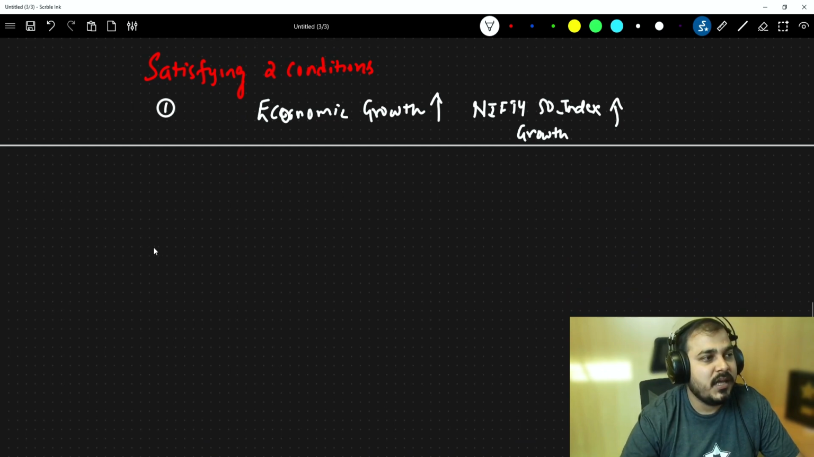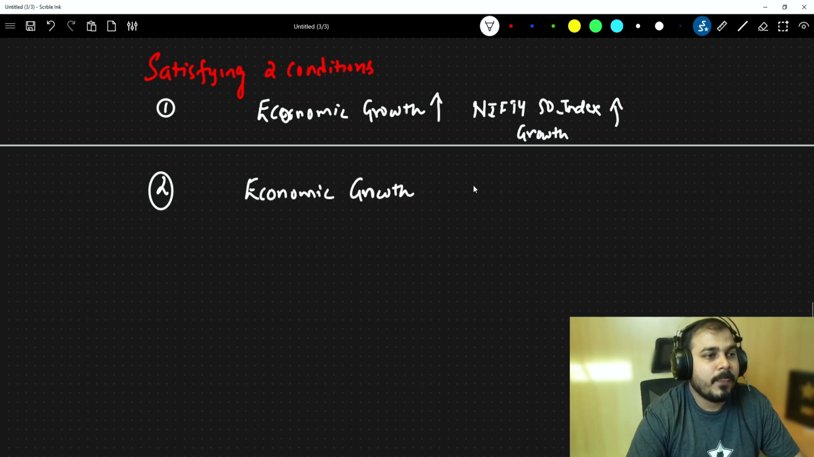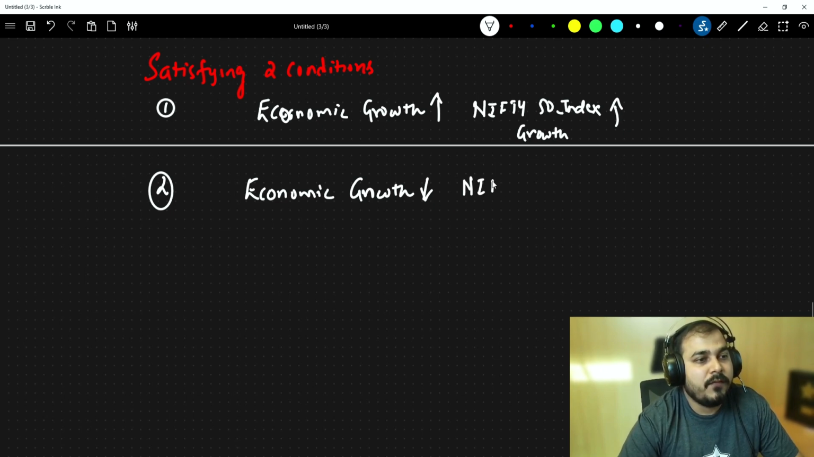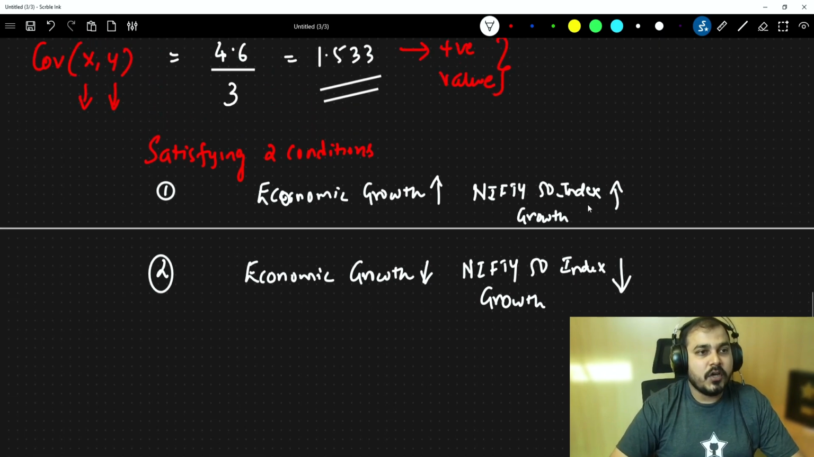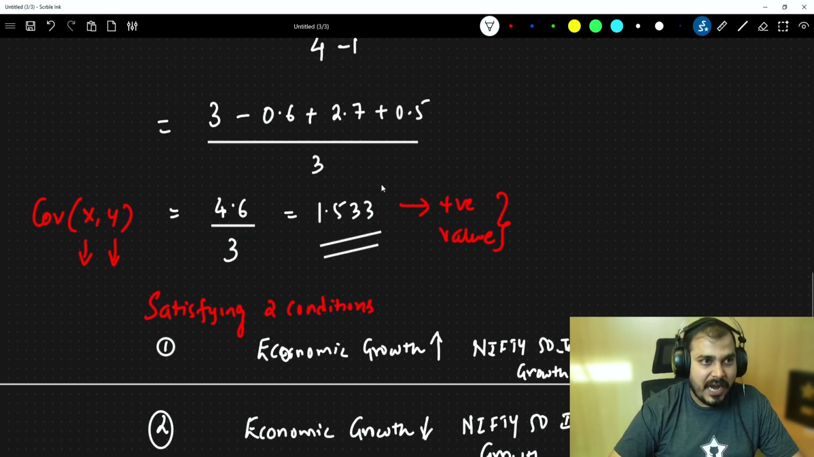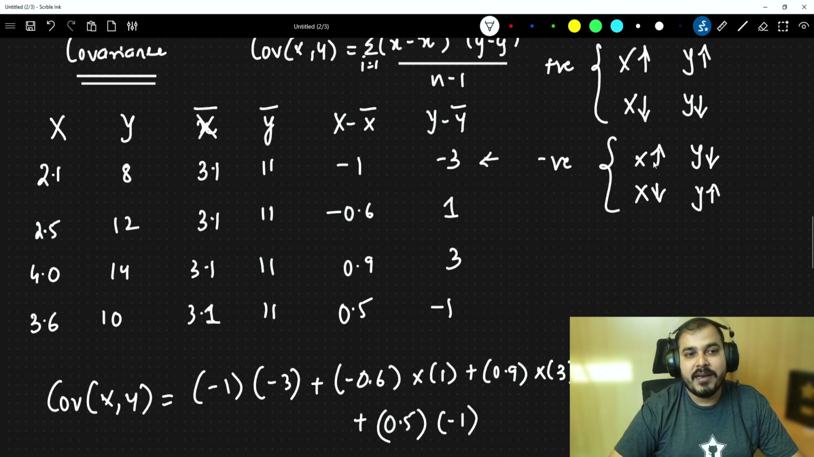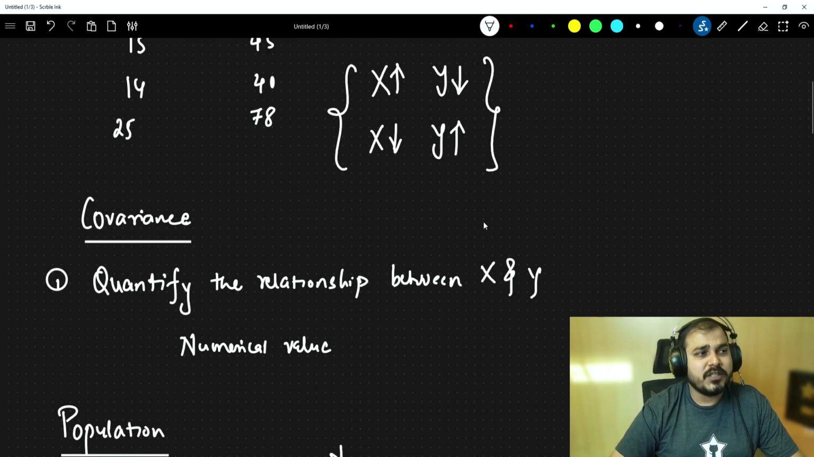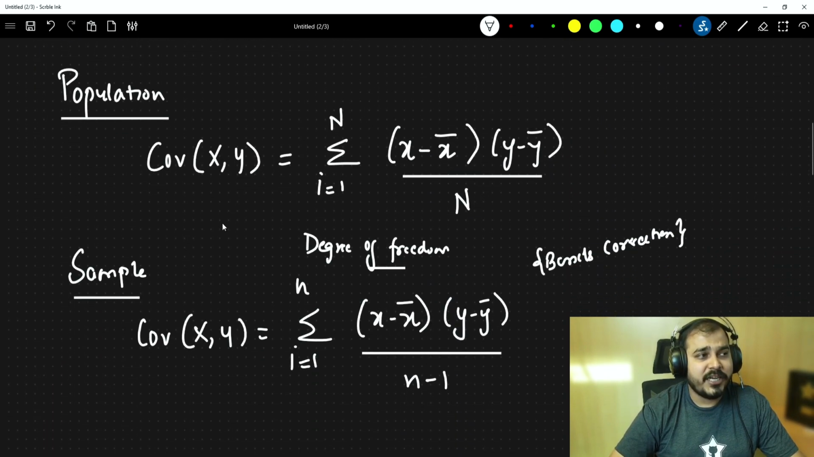So this is the first condition. The second condition is that when the economic growth is decreasing, then Nifty 50 index growth is decreasing. So these are the two things that you can definitely come up with. Just imagine if you had a negative value, then you would have satisfied the condition where x is increasing, y is decreasing, and when x is decreasing, y is increasing. So this was a perfect example with respect to covariance, where I have actually taken an example.